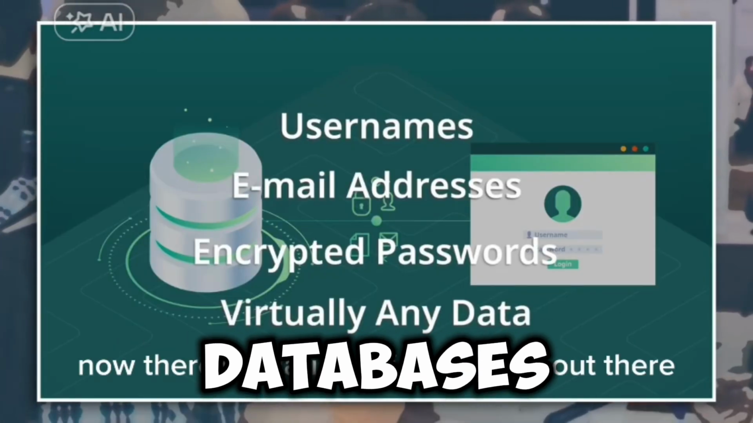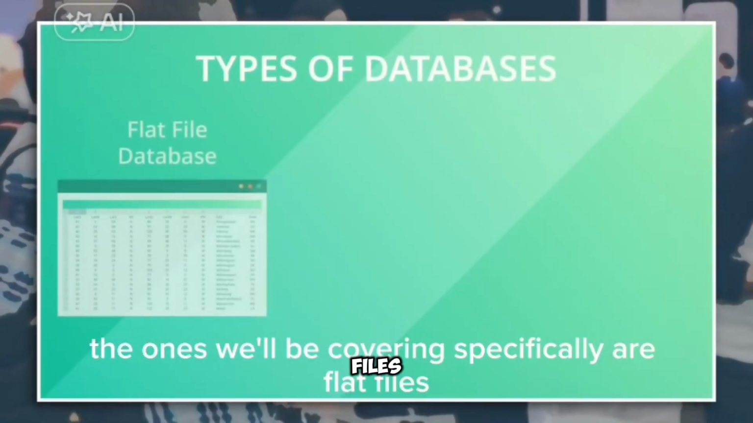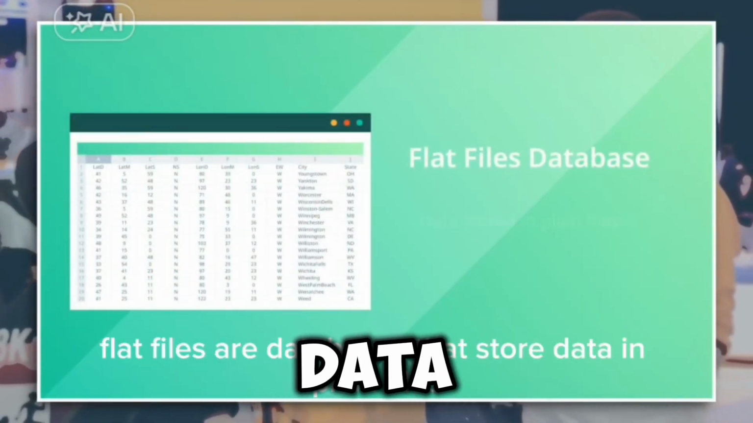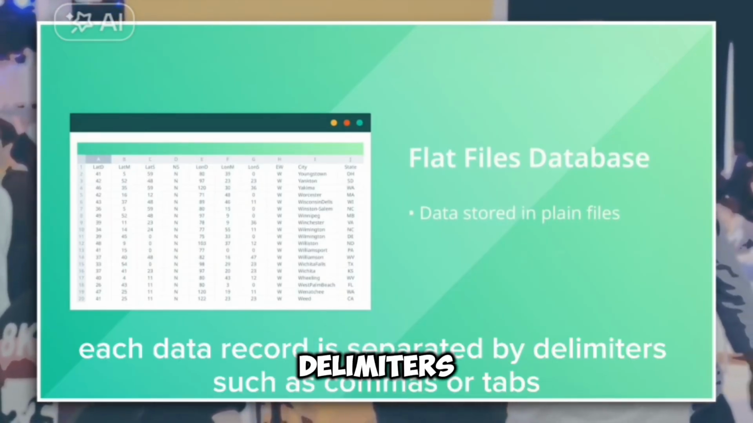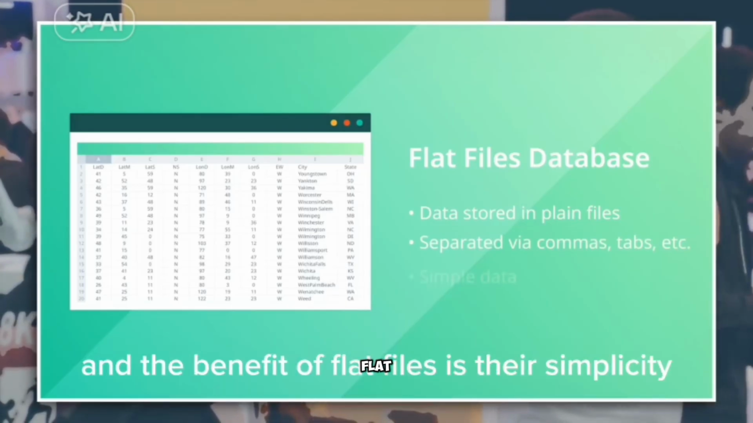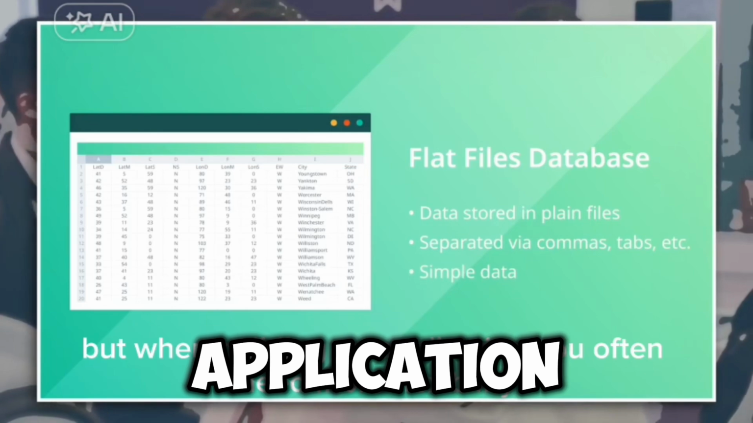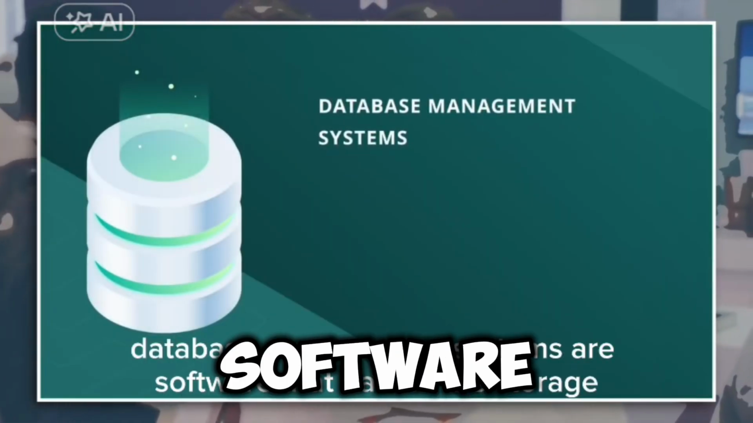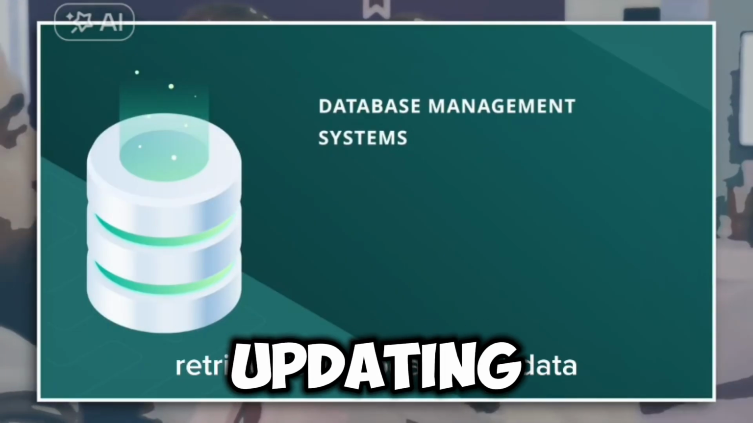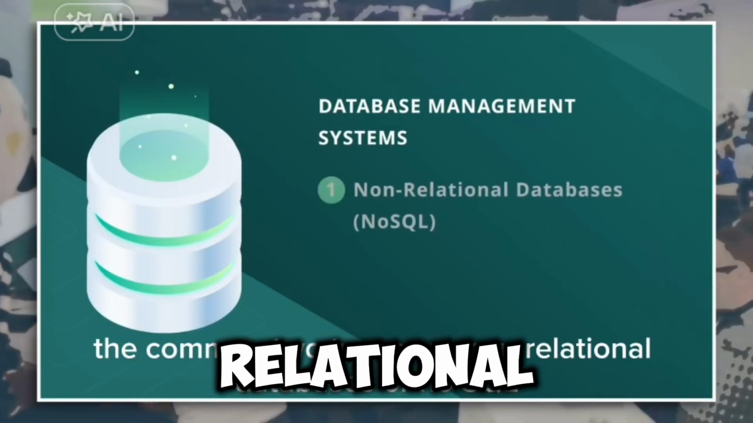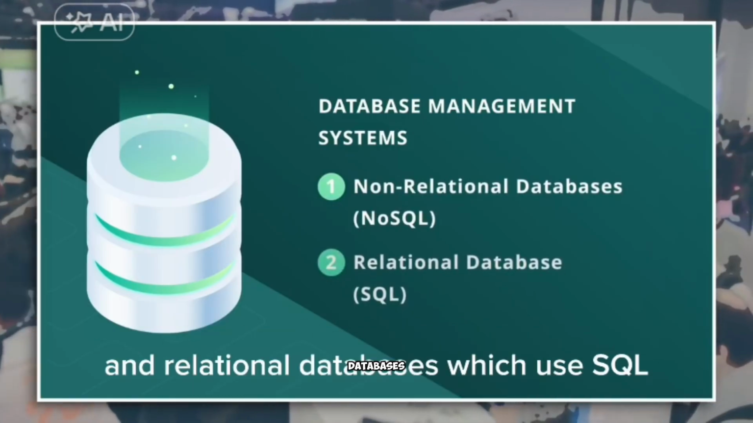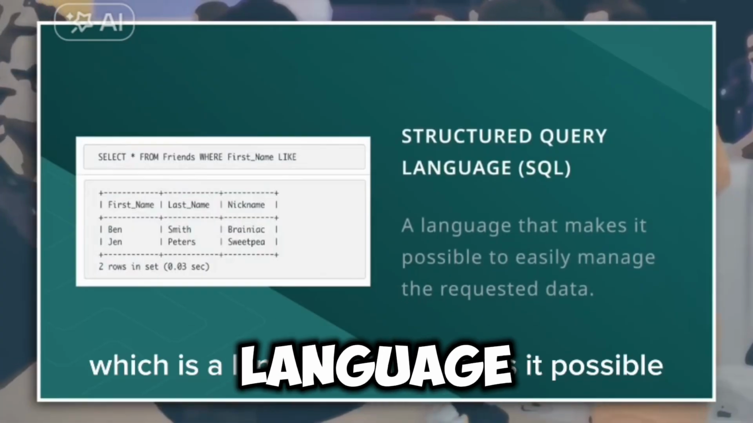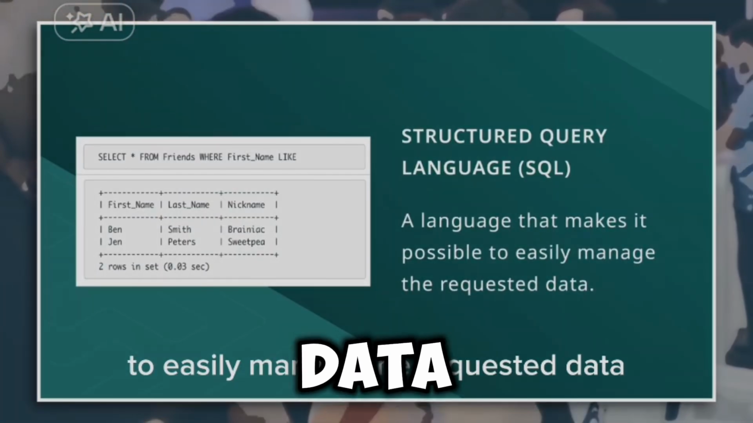Now, there's a variety of databases out there. The ones we'll be covering specifically are flat files, non-relational databases, and relational databases. Flat files are databases that store data in plain files. Each data record is separated by delimiters, such as commas or tabs, and the benefit of flat files is their simplicity. But when building an application, you often need more flexibility, which is where a database management system comes in. Database management systems are software that handle the storage, retrieval, and updating of data. The common two types are non-relational databases, or NoSQL, and relational databases, which use SQL. And if you don't know, SQL stands for Structured Query Language, which is a language that makes it possible to easily manage the requested data.